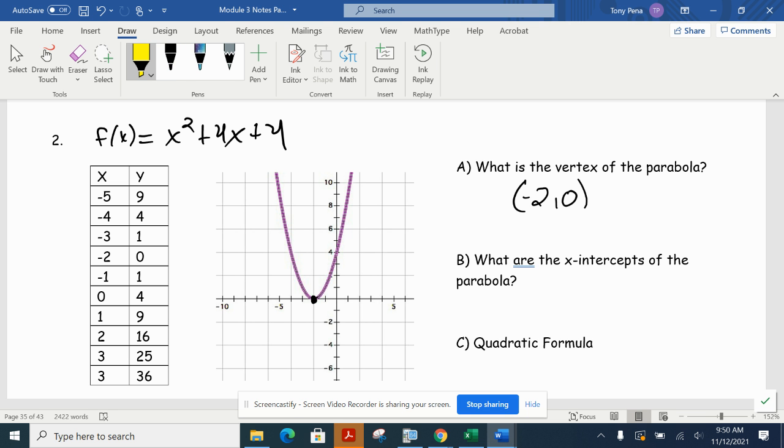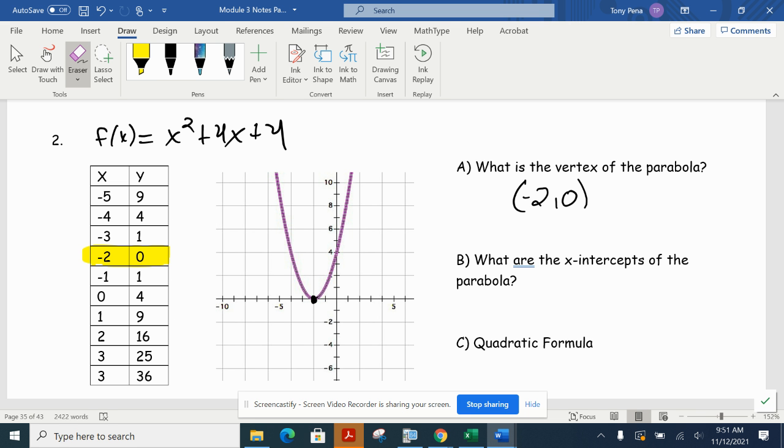If we go to our table, this point right here is where we should see the symmetry around it. So 1, 1, 4, 4, 9, 9. So that tells us that that is our vertex. Okay.